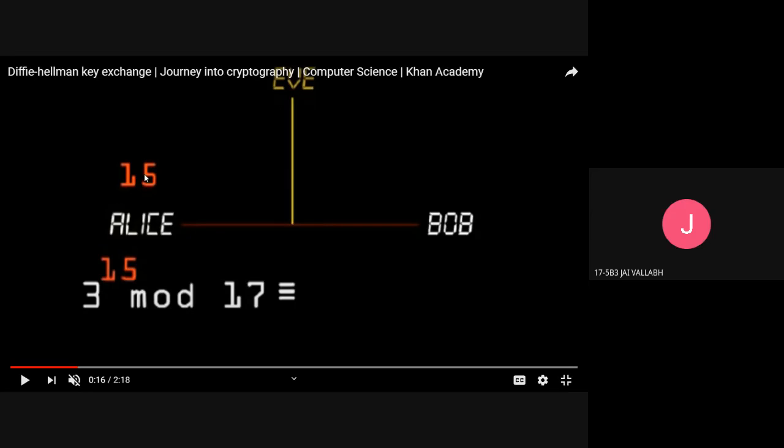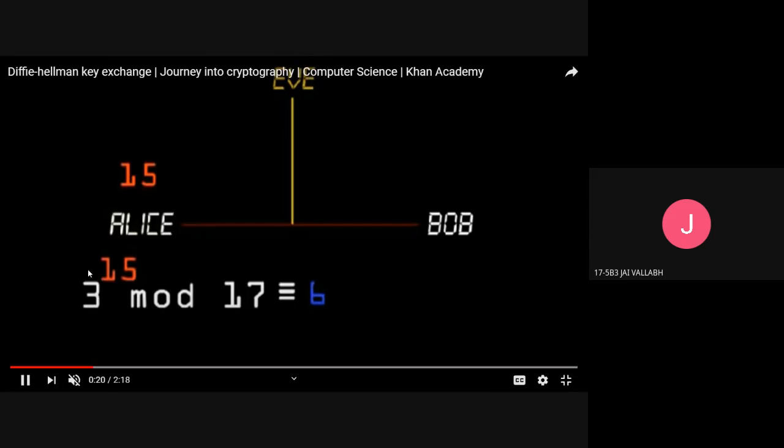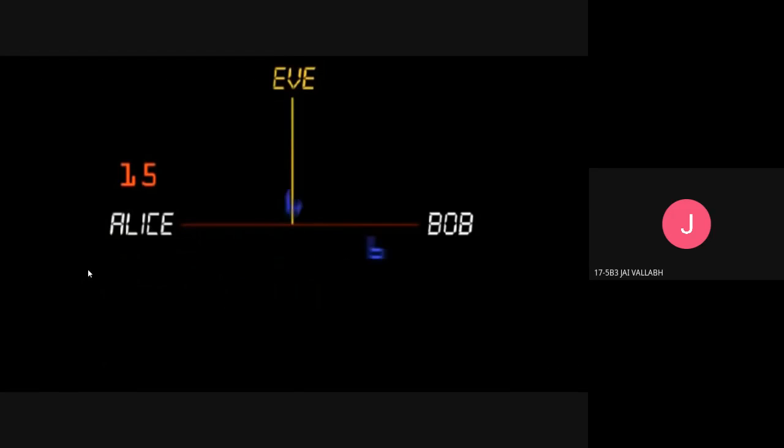Now after selecting the private key, we'll be calculating the public key. The calculation, as I've said, will be alpha power private key mod q, where alpha is 3, private key is 15 and q value is 17. And the resulting value will be 6, which will also be shared across the network. So the 6 value will be visible to Bob as well as Eve.